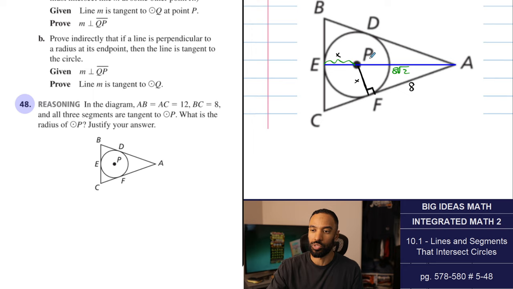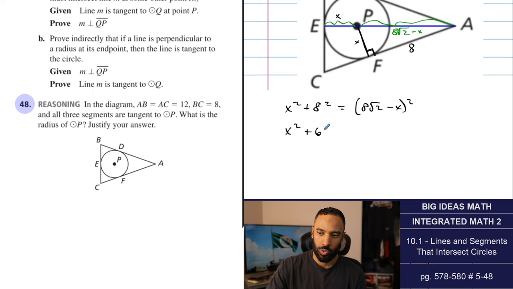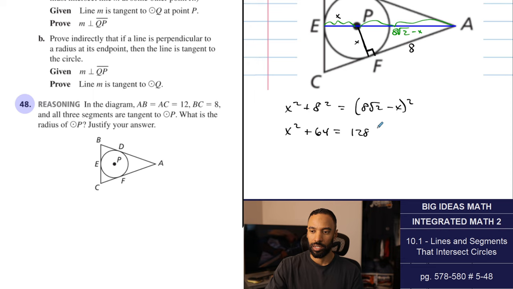Oh. 8 root 2 is not just this part. 8 root 2 is the whole thing. So I can call this guy right here 8 root 2 minus x, because the whole thing's 8 root 2 and that's an x. So I can say x squared plus 8 squared equals 8 root 2 minus x quantity squared. I think if I solve for x, this will be my radius. So this will be my final answer. So x squared plus 64 equals, this is 8 root 2 squared, so 128, and then minus double this thing, 2 times 8 root 2, so that's 16x root 2. I don't know if that's the best way to write it, but there it is, plus x squared.